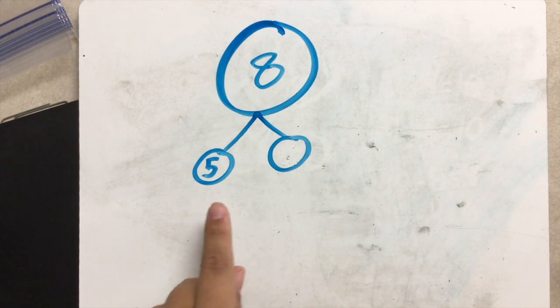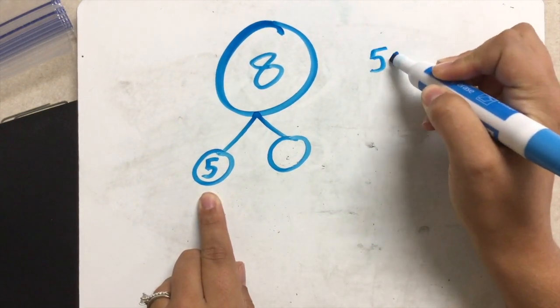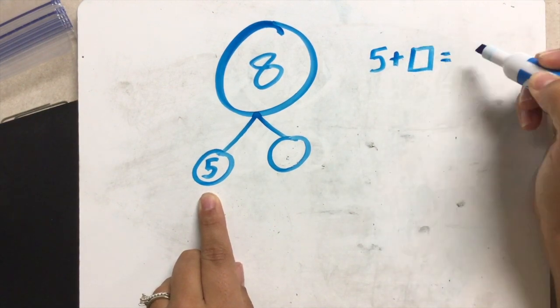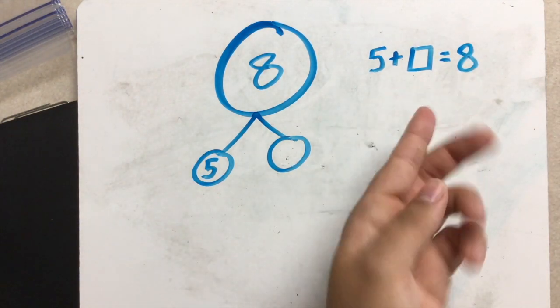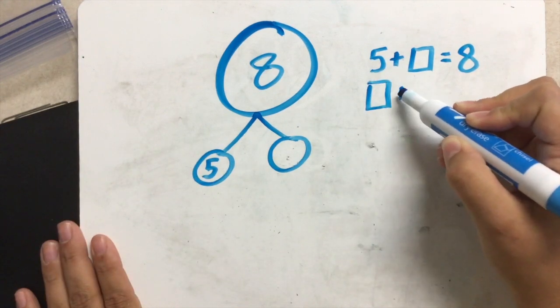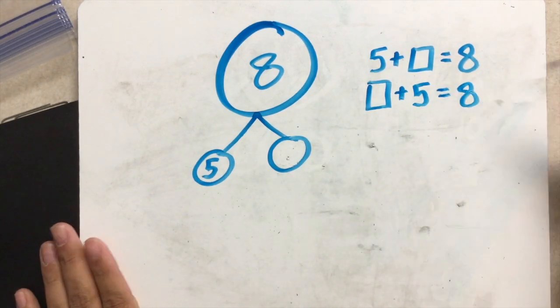So if I do it as a plus, I can start with one of these. 5 plus, I don't know what the answer is going to be yet, equals 8. I could also flip those and start with my unknown number, my box, plus 5 equals 8.